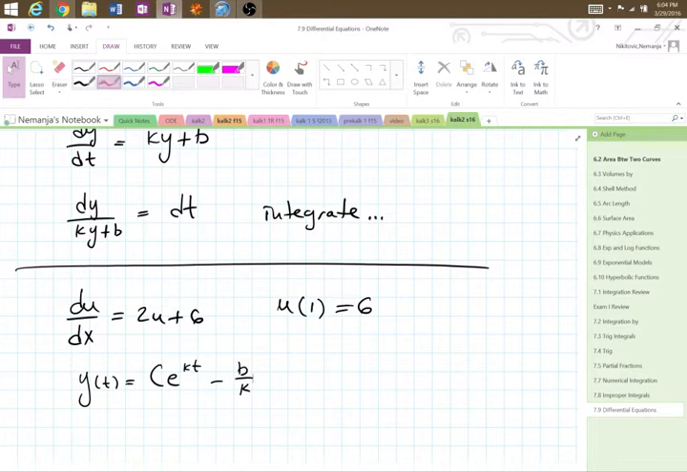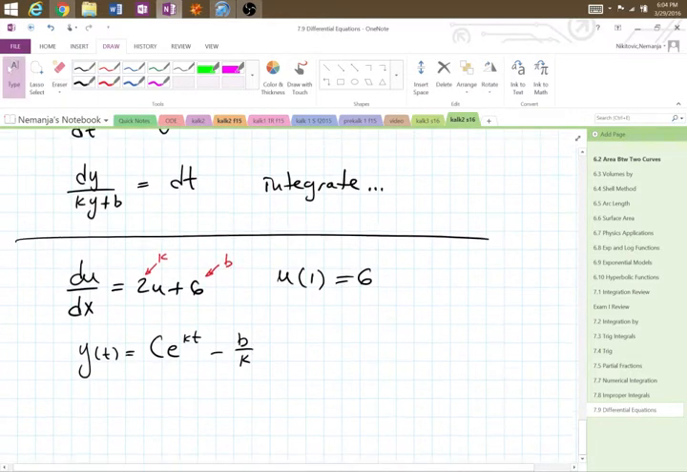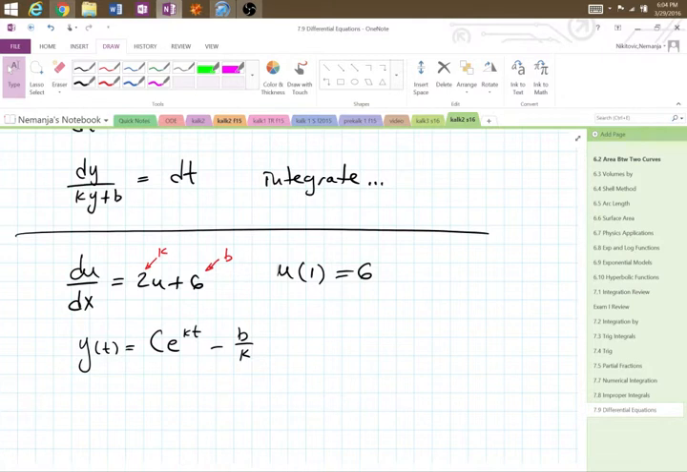We know that this value over here is k. We know that this value over here is b. You just need to plug this stuff in. If you have the solution for the entire family memorized, then you just get to plug in. Do you have to memorize it? No, because you can run separation of variables and solve this. It's just a time saving if you memorize the solution.